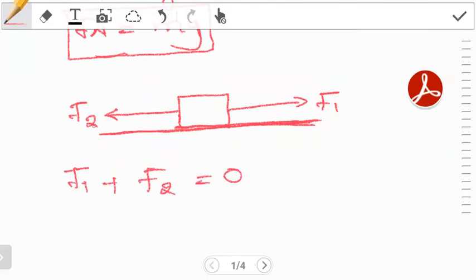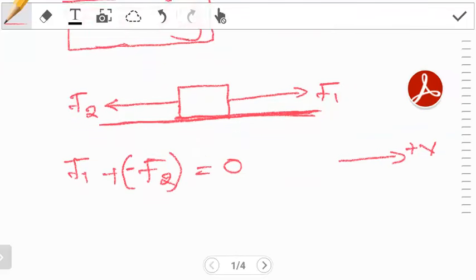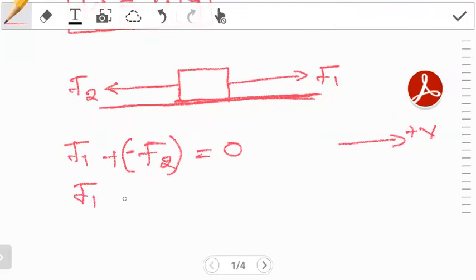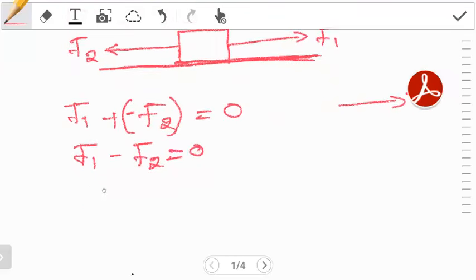But again, these are vectors. You have to take into account the direction. So if we take to the right to be positive, then F1 is going to the right, it's positive. F2 is going to the left, it is going to be negative. So from here, we have F1 minus F2 is equal to 0. Hence, F1 is equal to F2. So the two forces are equal.